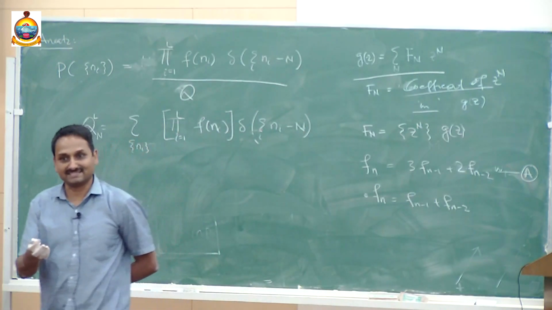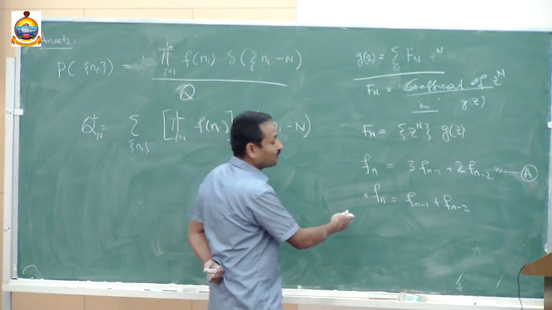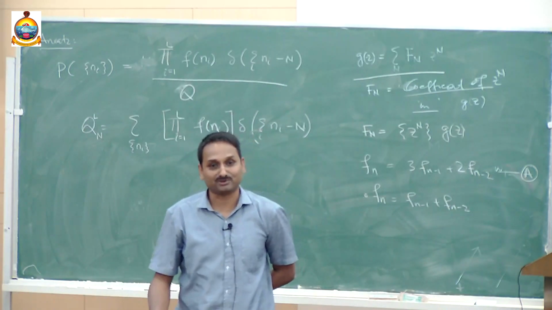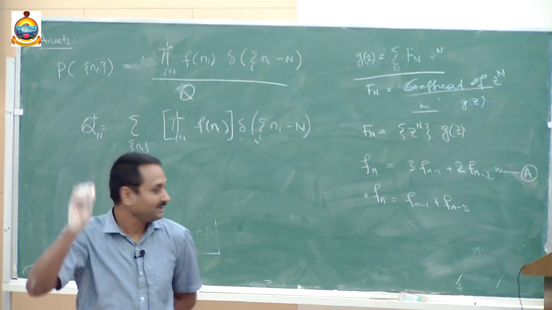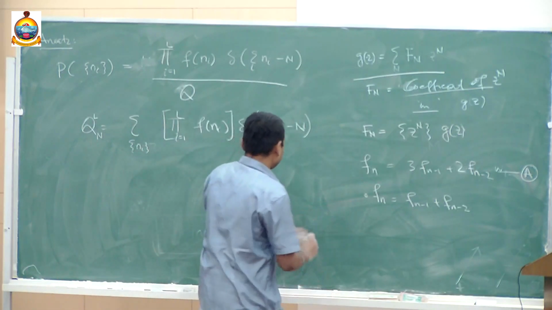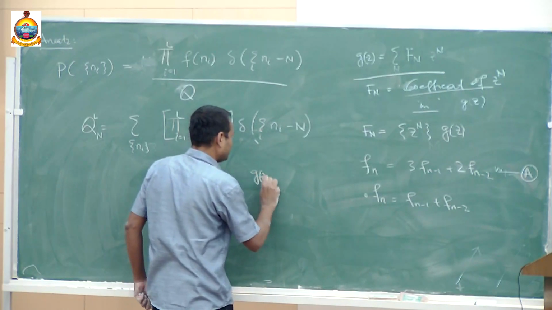Fibonacci, right? This is Fibonacci. So now the question: let us say, what is the 20th Fibonacci number, or the 47th Fibonacci number? That's what you want to calculate. Okay. So what you do is just take a generating function, and then the rest of the calculation you do.